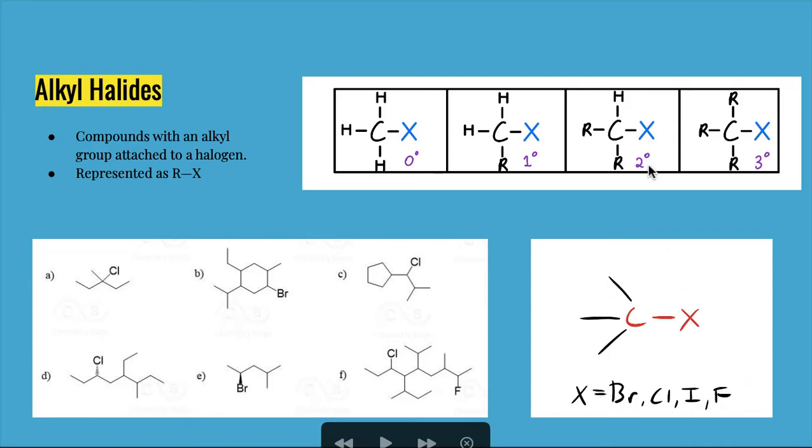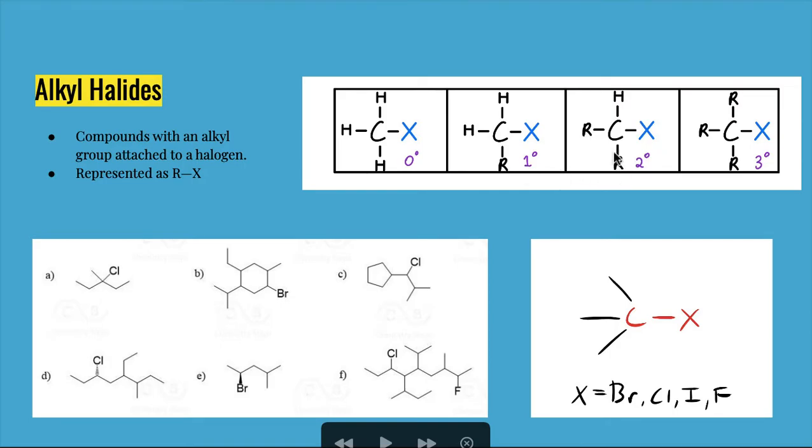So alkyl halides are represented in this way, so it's RX, where the X can be, again, any of these halogens. And another thing that you would need to know for alkyl halides is knowing whether it's primary, secondary, or tertiary. An alkyl halide itself also has a 0 degree. So a 0 degree would be that the halogen is attached to a carbon, and that carbon is attached to 3 hydrogens. So if it's attached to 3 hydrogens, it's a 0 degree. But if the carbon is attached to one R group, where R group could be any type of alkyl group, then it's a primary alkyl halide.